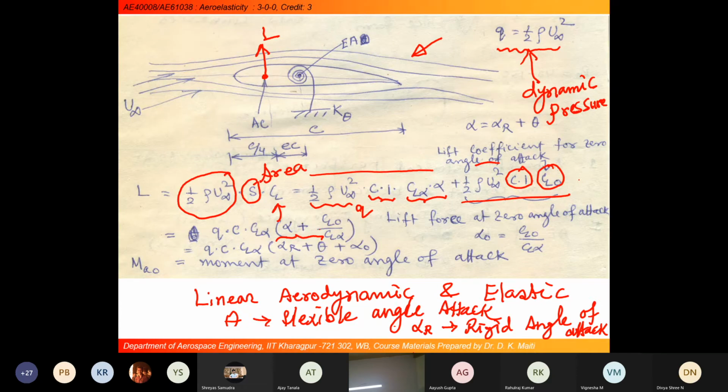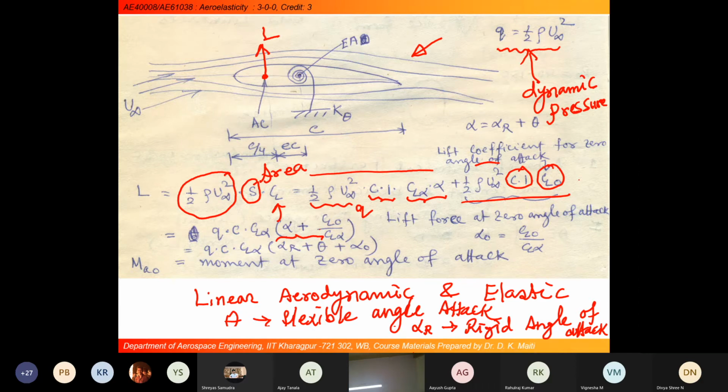If it does not stabilize, what will happen? Let's say for a certain velocity, alpha r is given, and theta is changed to some other value. Overall angle of attack will change, then aerodynamic force will again be developed, so it will change the angle of attack again, and finally it will reach a situation where the angle of attack may go above 90 degree. That means it has reached a divergence condition. Okay, that is the divergence condition.